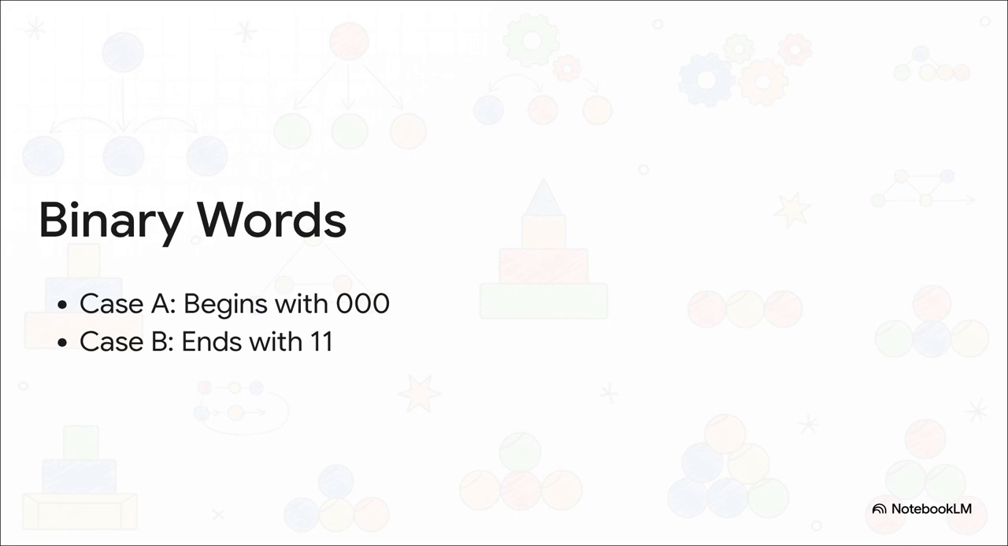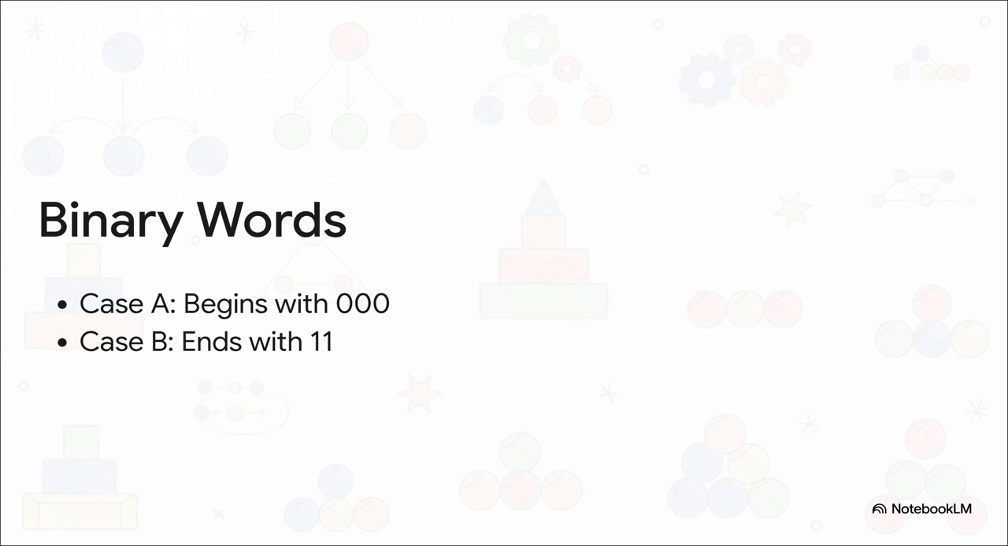Take binary sequences, where a binary word is just a sequence of zeros and ones. Usually, every position has exactly 2 choices. But what if we force some rules on a 10-character sequence? In case A, we force the word to begin with 3 zeros. That means the first 3 positions have exactly 1 choice. They are locked in. The remaining 7 positions still have their standard 2 choices each.